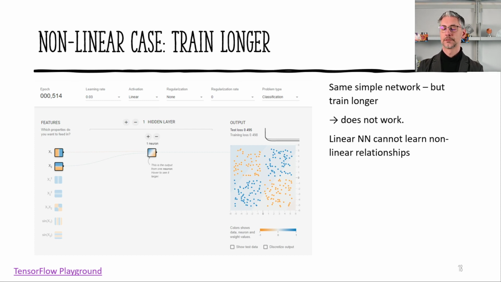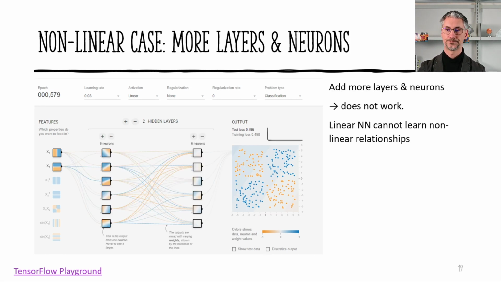So our first assumption would be, if we train this network for a very long time, then we will be able to learn this. And the simple network can train for a long time, but it doesn't learn it. So linear neural networks cannot learn nonlinear relationships. This is really not surprising, but it's good to make this explicit. So what could we do?